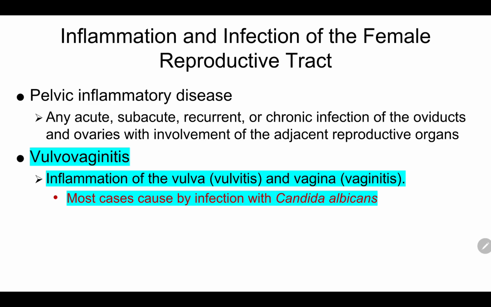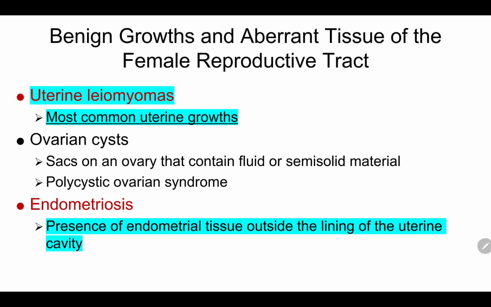Of course, we have pelvic inflammatory disease, an acute, subacute, recurrent, or chronic infection of the oviducts and the ovaries. We also have vulvovaginitis, which is an inflammation of the vulva, so vulvitis, and the vagina, vaginitis. What you have to remember is that most of these cases are going to be caused by Candida albicans.